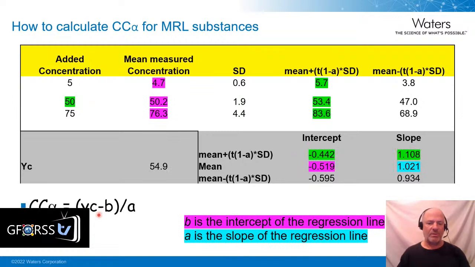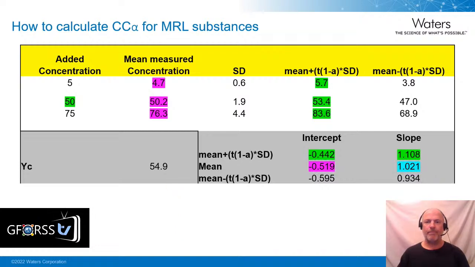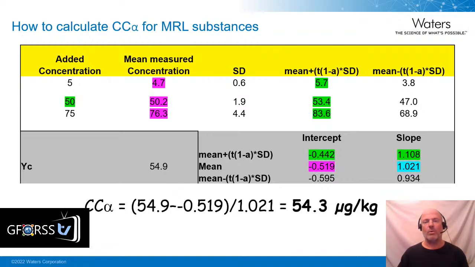And as a reminder, it's this formula that we're trying to use to calculate CC alpha. So we've already calculated the YC, so now we need to calculate the B and the A. And the B is the intercept of the regression line and the A is the slope of the regression line. So we can use the spreadsheet to calculate the intercept and then the slope. And when we put all of the numbers into the equation, we end up with a value for CC alpha of 54.3 micrograms per kilogram.